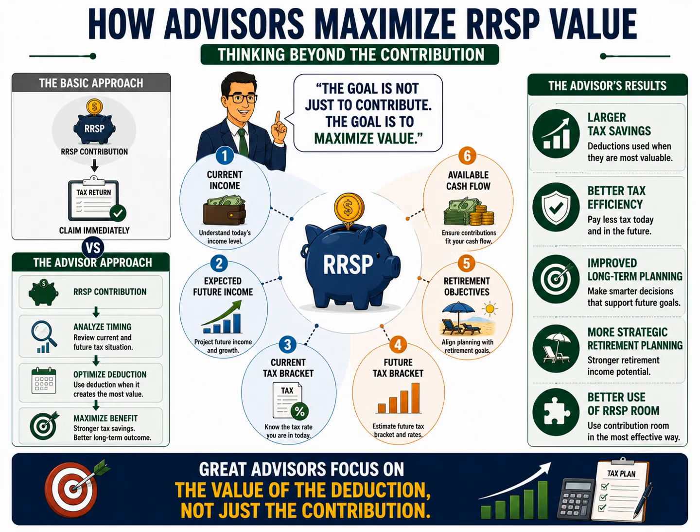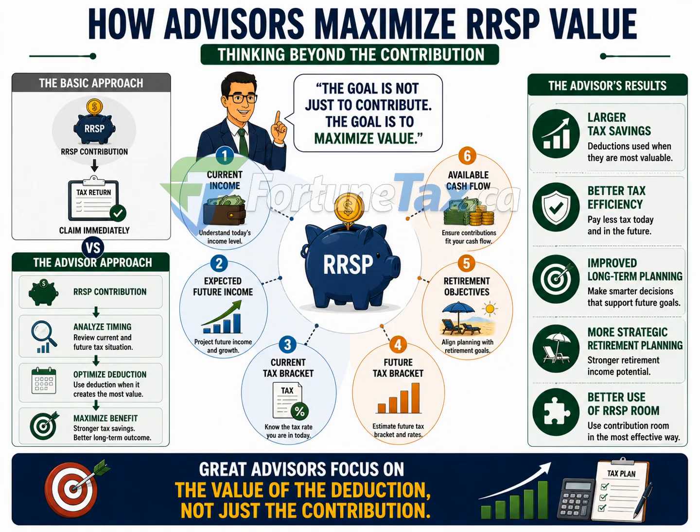The fifth factor involves retirement objectives. RRSP planning is not just about taxes. It is also about creating future financial security. The advisor wants to understand when retirement may occur, what lifestyle the client hopes to achieve, and how RRSP assets fit into the broader retirement strategy. The sixth factor is available cash flow. Even if a contribution is attractive from a tax perspective, it must still fit within the client's financial reality. A contribution strategy should support the client's goals without creating unnecessary financial strain.